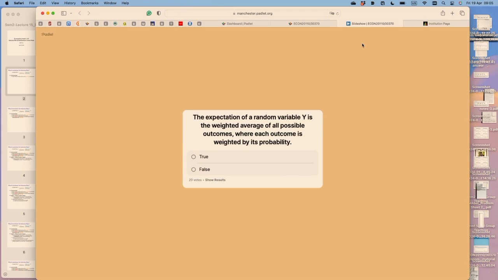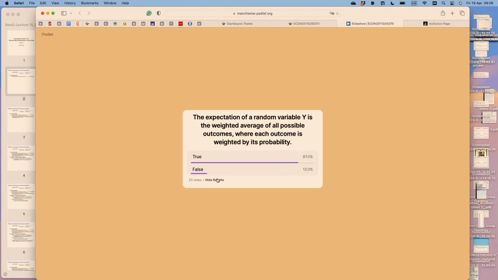of all possible outcomes that it could take, okay, where each outcome is weighted by its probability. So essentially we're saying that expectation is just some probability weighted average of all the possible values that y can take, okay? That should be covered in advanced stats. This is a true statement, okay? Think about it. What actually is expectation? Expectation is just a long-run average.